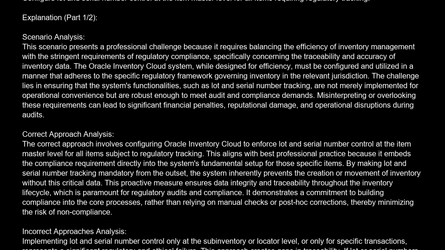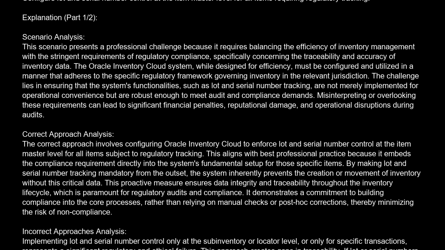This proactive measure ensures data integrity and traceability throughout the inventory lifecycle, which is paramount for regulatory audits and compliance. It demonstrates a commitment to building compliance into the core processes, rather than relying on manual checks or post hoc corrections, thereby minimizing the risk of non-compliance.